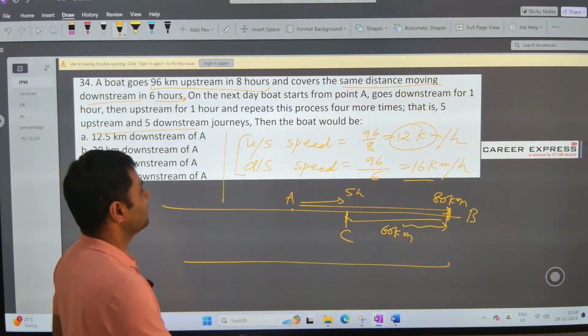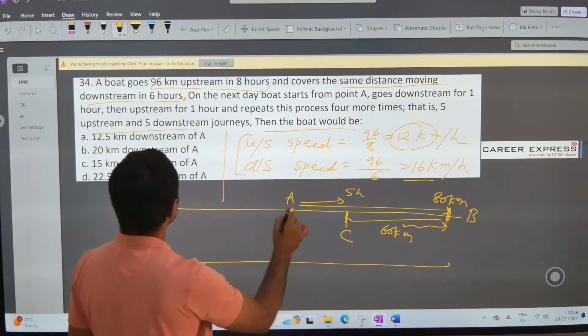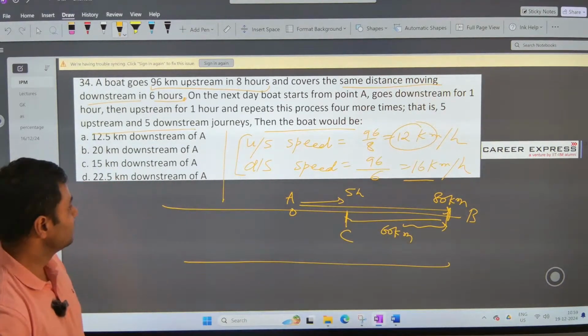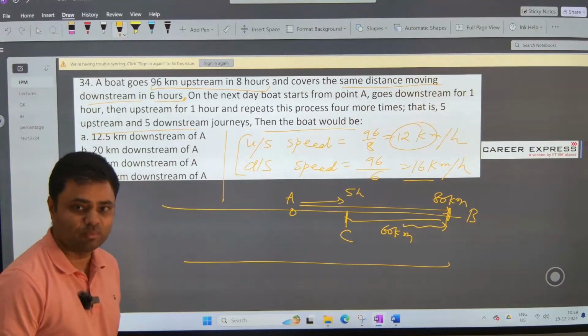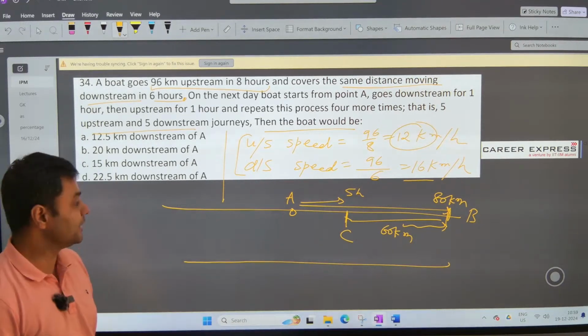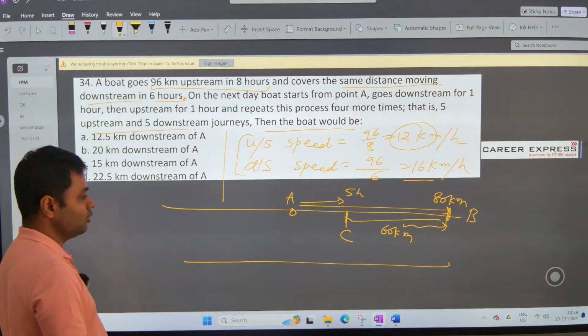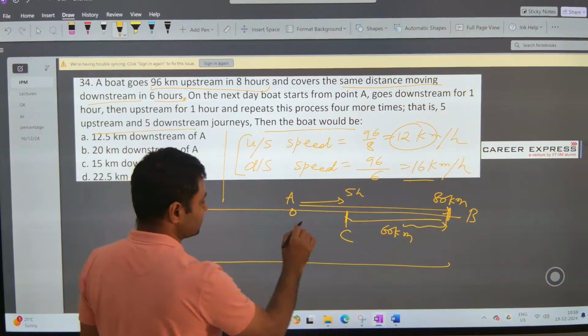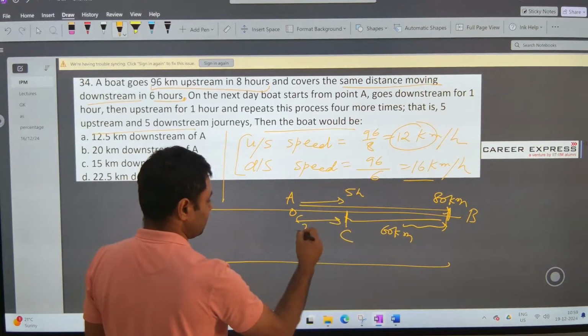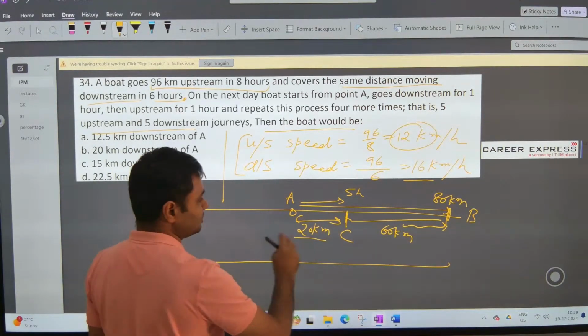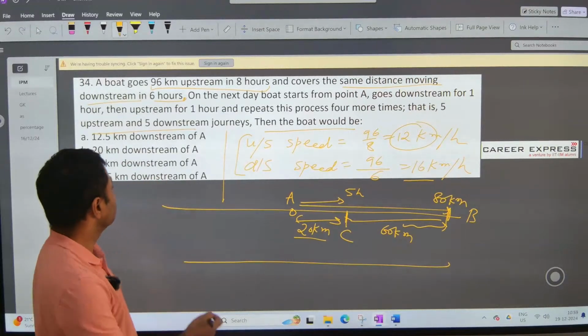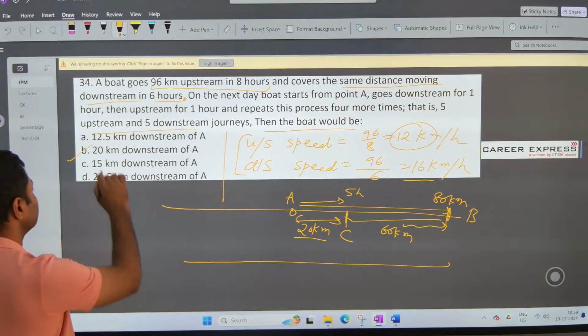Question is, then the boat would be. So with respect to point A, all the options are telling us the final position of the boat with respect to point A. So where is the boat with respect to point A? It is 20 km on that side, on the downstream side, right? So the answer should be B, 20 km.